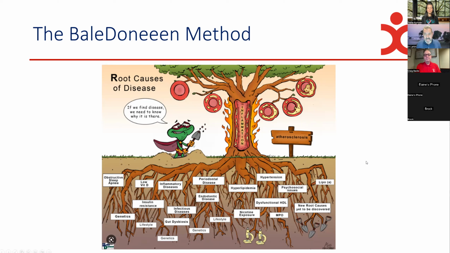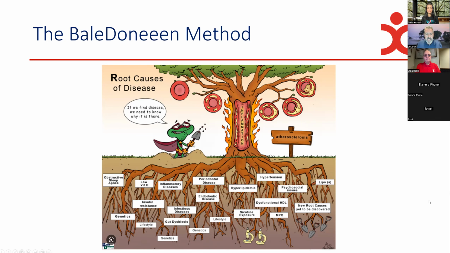So this is the basis for the guarantee. And Dr. Bax, correct me if I say something incorrect, but this is my understanding. If you extinguish all of these root causes and everything is negative and you don't have any of these root causes, that's the basis of the guarantee. Because what Dr. Bale says is these are the risk factors. If you extinguish the risk, it's impossible to have a heart attack or stroke if you don't have periodontal disease, endodontic disease, hyperlipidemia, all of these root causes.